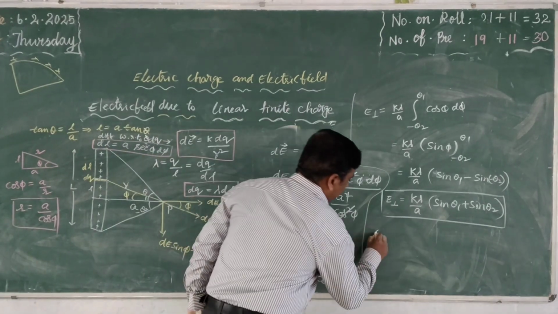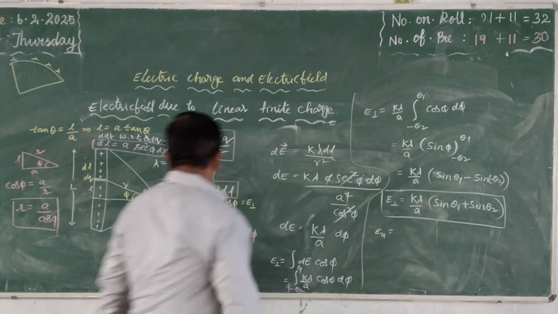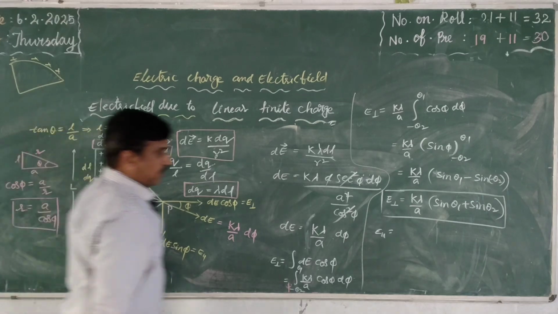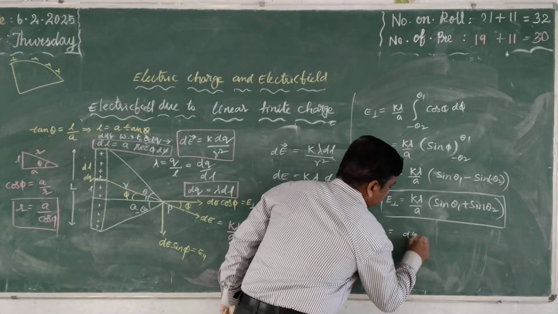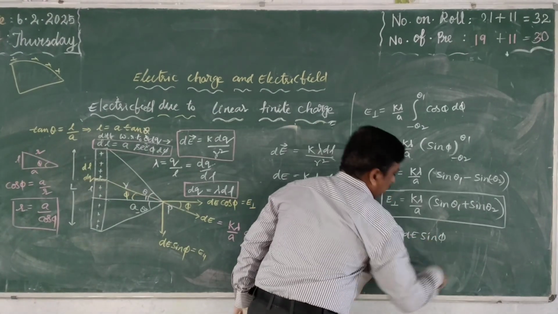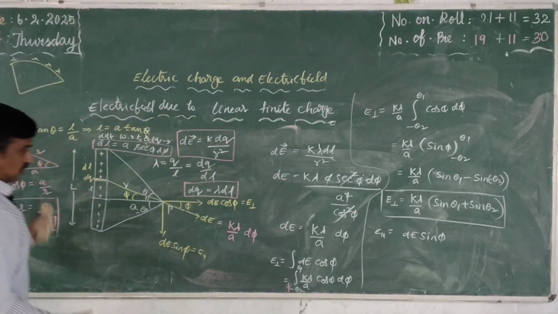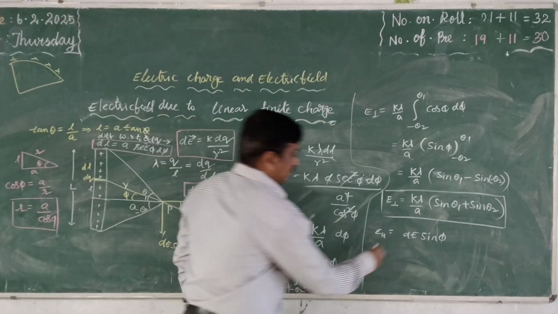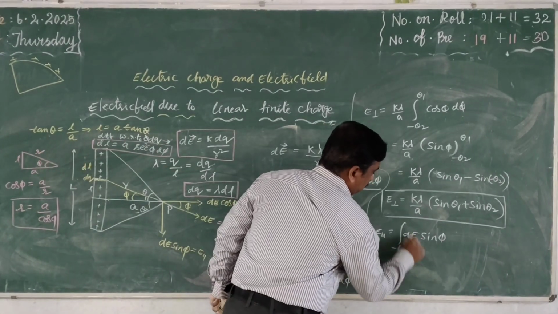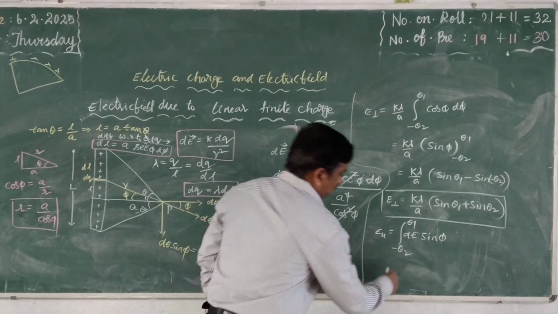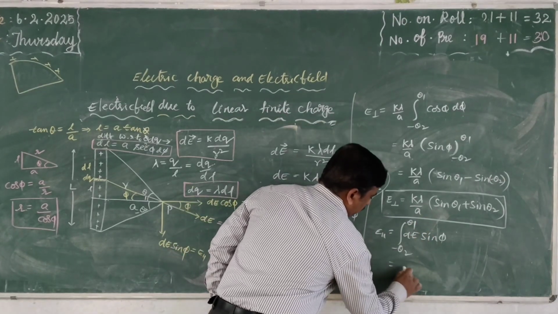See, now the parallel component. Parallel equals dE sin phi. I write here dE sin phi. This also has many elements, infinitely many, so we can add them by taking the integration from minus theta 2 to theta 1. So dE, here we can write, is k lambda by a.